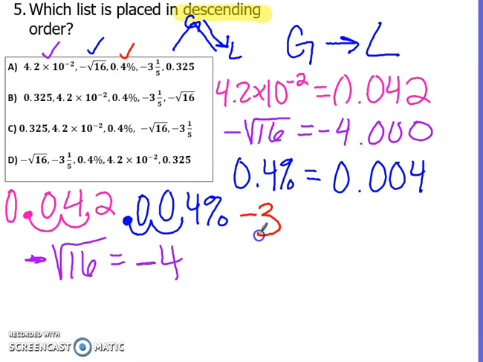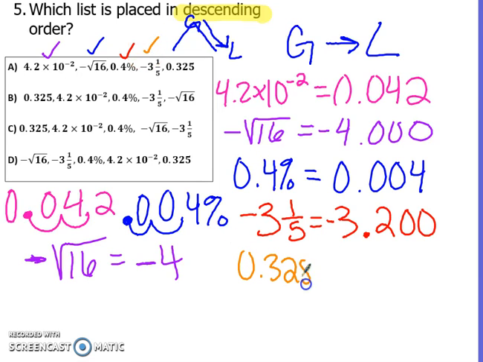We have negative 3 and 1/5, which would mean negative 3 is my whole number, and then 1/5 is 1 divided by 5, which is 0.2. Once again, I'm adding my zeros. And last but not least, yay for us, they gave it to us in decimal form.